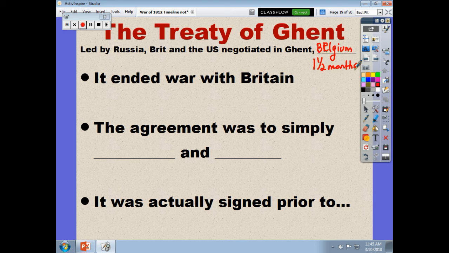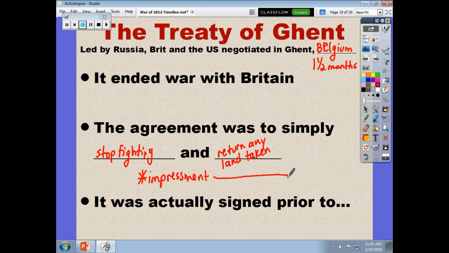All this treaty did was it ended the war with Britain, and it simply said that we are going to stop fighting, which makes sense, okay? But we also have to return any land taken. So we're not really going to have a treaty that's going to do much more than that. Notice that something isn't dealt with, and that is the issue of impressment. Impressment is not part of this treaty because impressment ended.